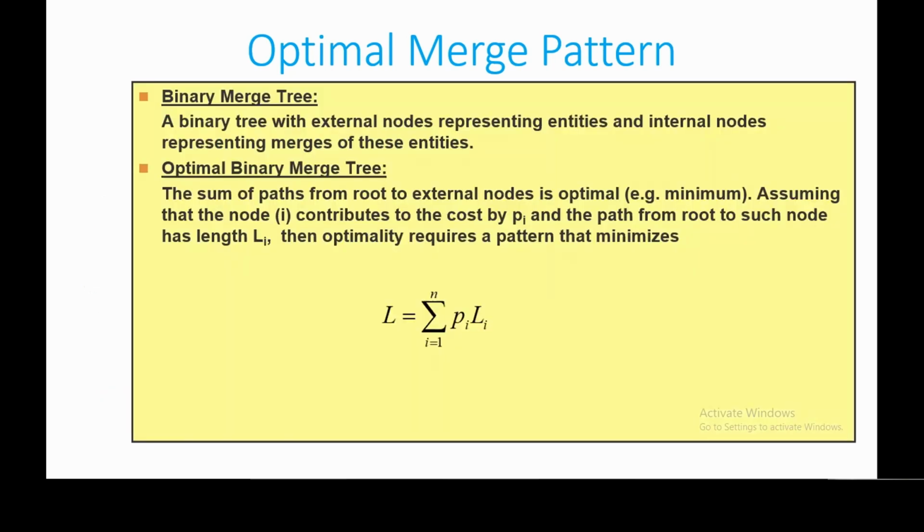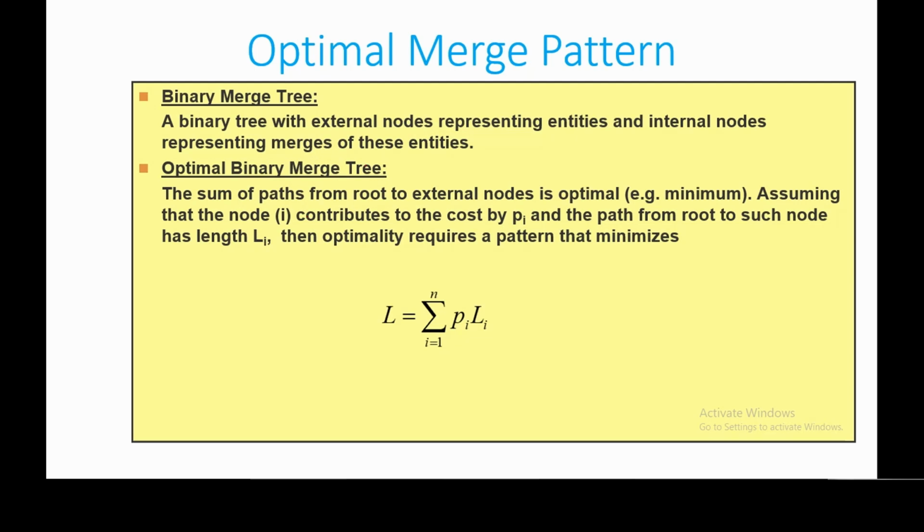Okay. So first of all, what is the binary merge tree? I explained this in the last slide. A binary merge tree with external nodes representing entities and internal nodes representing the merges of these entities, this kind of structure is known as the binary merge tree.